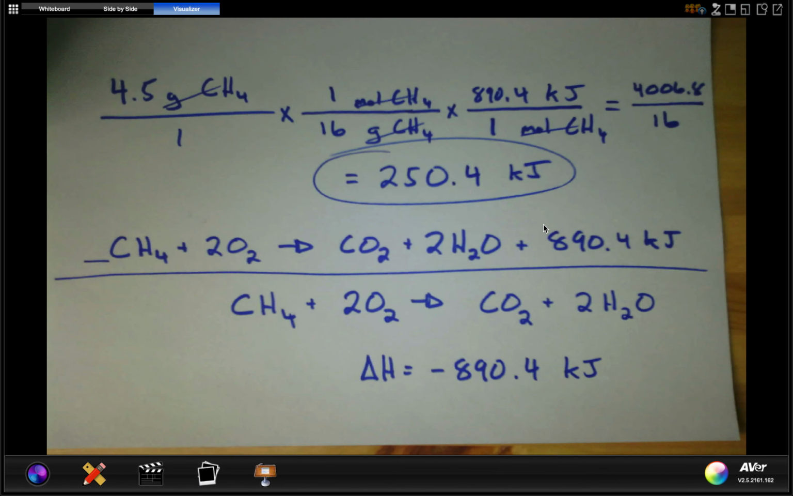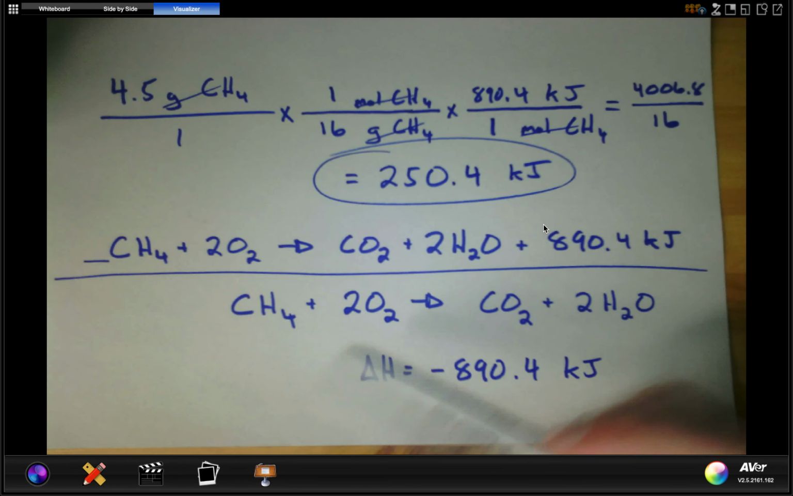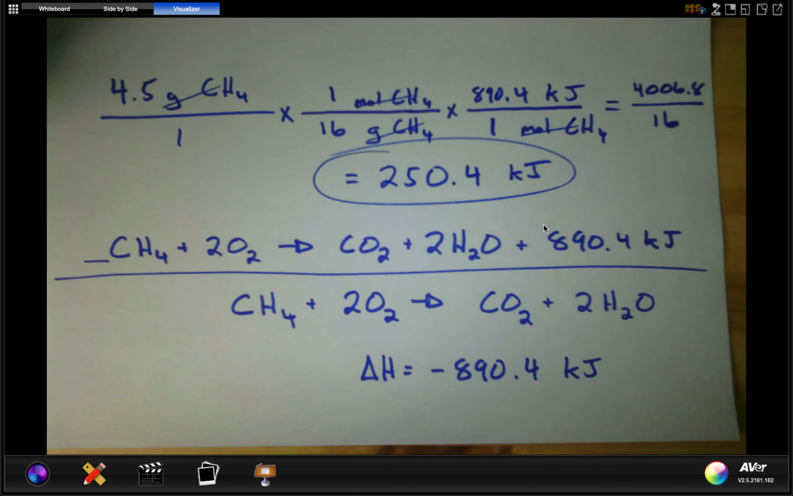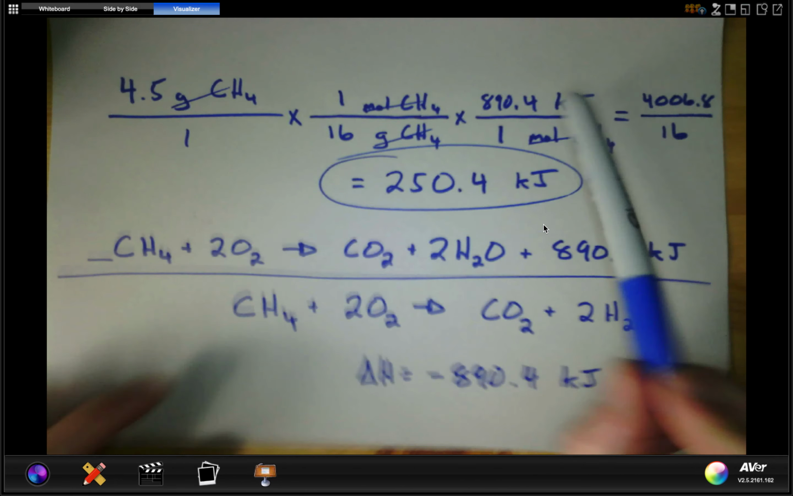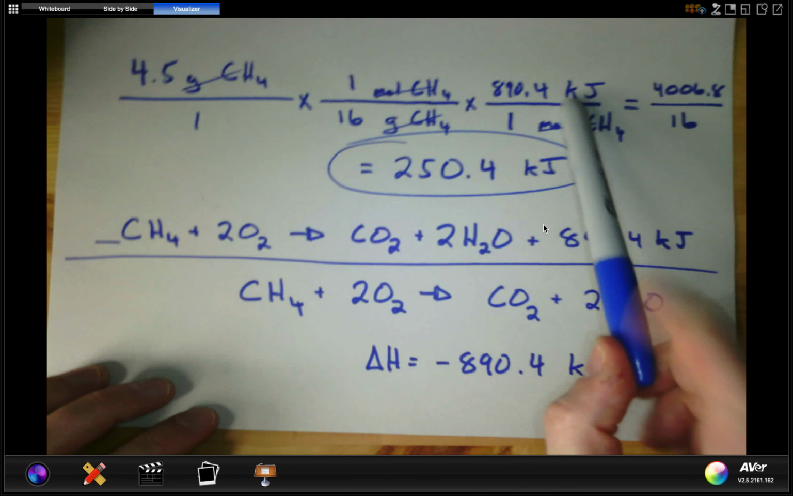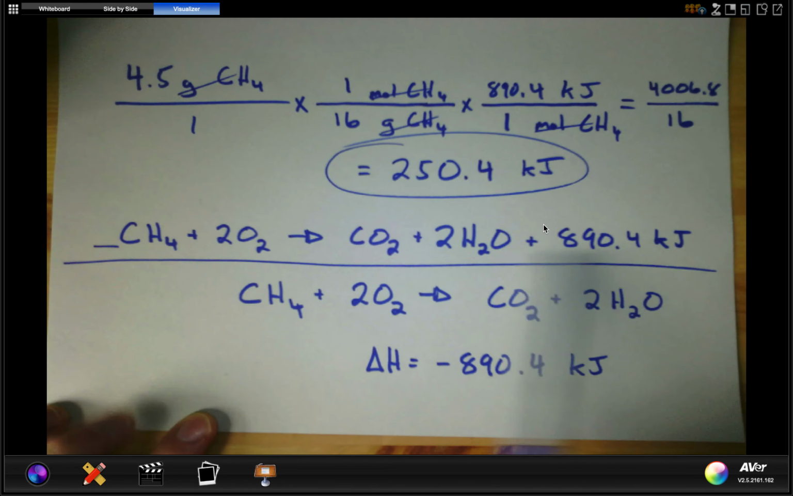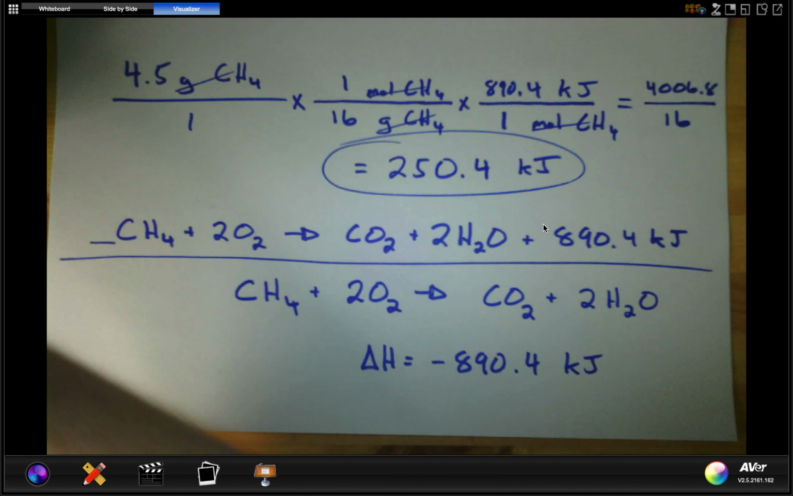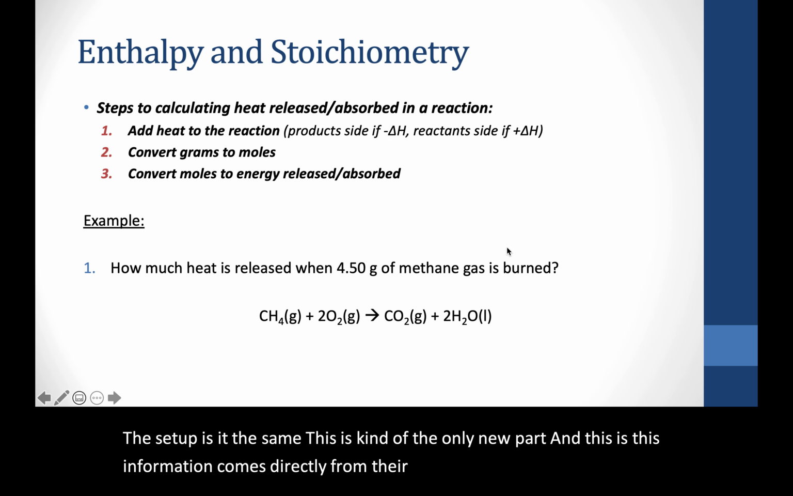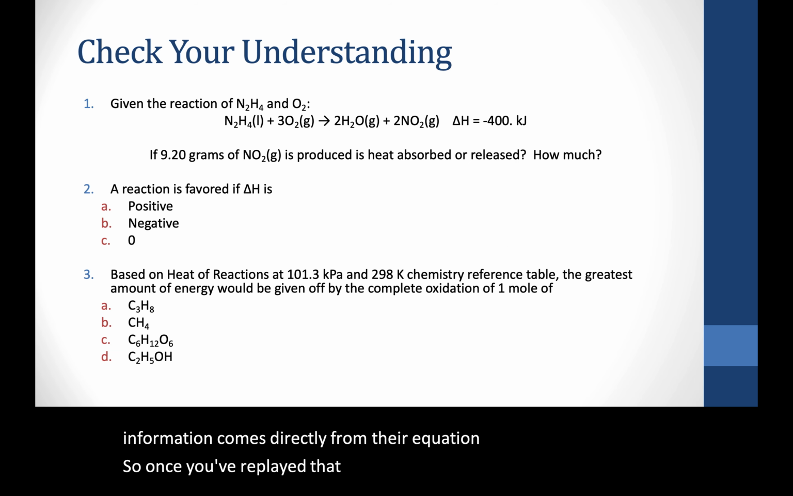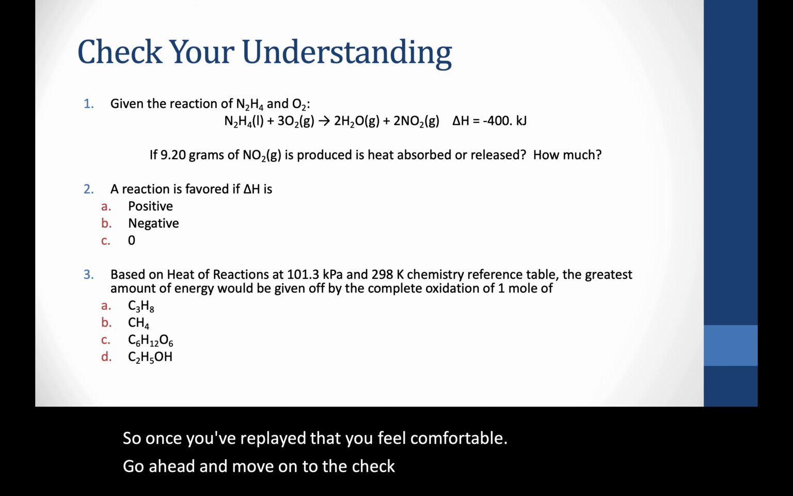All right, so definitely replay that part of the video as I go through this process because it's brand new, it's confusing, but you do know a lot of the stuff already. The setup is the same. This is kind of the only new part, and this information comes directly from your equation. Once you've replayed that and you feel comfortable, go ahead and move on to the check your understanding questions. Okay, so go ahead and pause here.